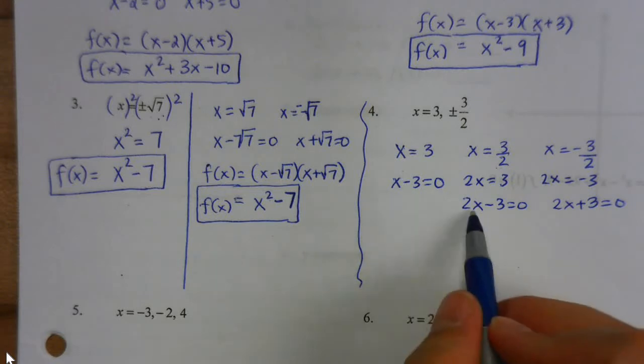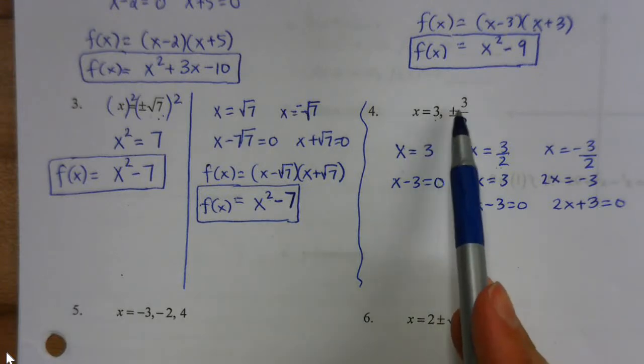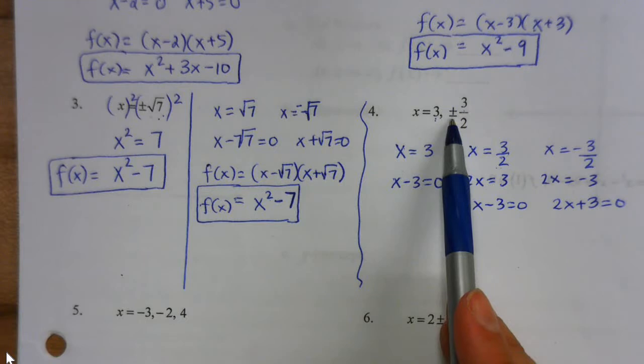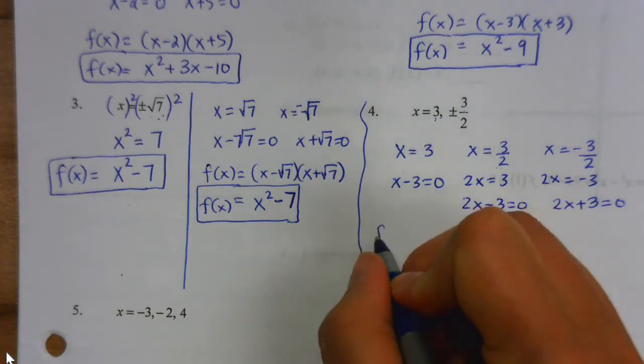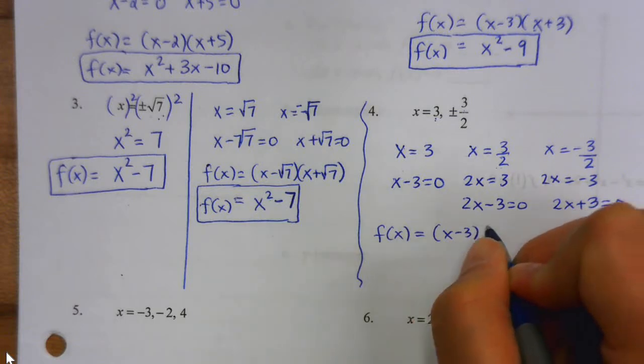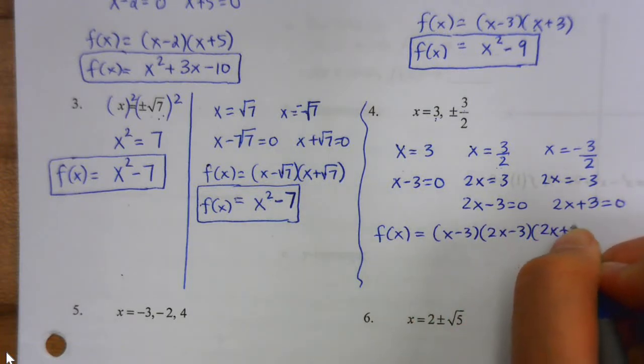I'm going to take my 3 factors. So my polynomial when I'm done should be a cubic function because I have 3 zeros. I have 1 and then 2 for the positive and 3 for the negative. So we're going to multiply those together. F of x is equal to x minus 3, 2x minus 3, and 2x plus 3.